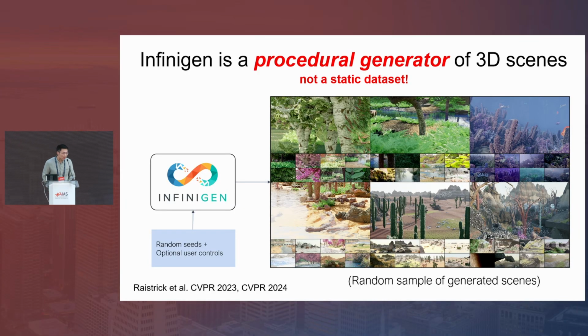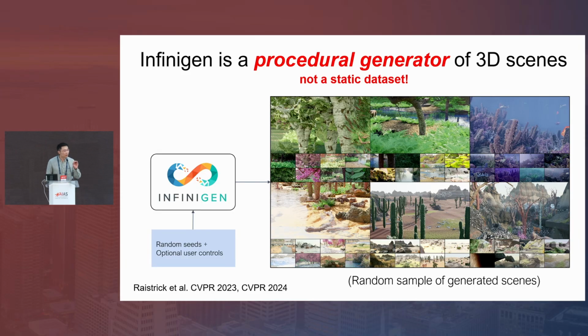Okay, so my answer to the question of addressing the data bottleneck in 3D vision is Infinigen. It is a procedural generator of 3D scenes. It's not a static data set. Externally, you can think of it as a generative model where you can give it random seeds and other controls. And then you can sample from it a distribution of 3D scenes. And you can render these 3D scenes into images.